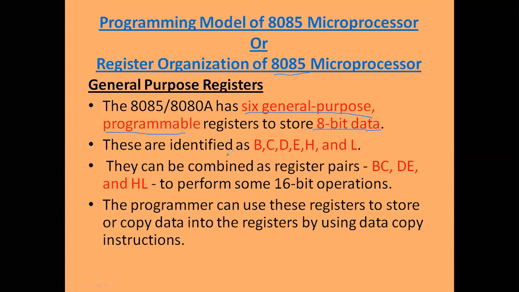And what are their names? B, C, D, E, H and L. These are 6 general purpose registers which we can use, and we can combine these registers to make register pairs. Why do we need to? To perform some 16-bit operation, or to store 16-bit data. The programmer can use these registers to store or copy data into a register by using a data copy instruction. Okay, so understood these 6 registers.